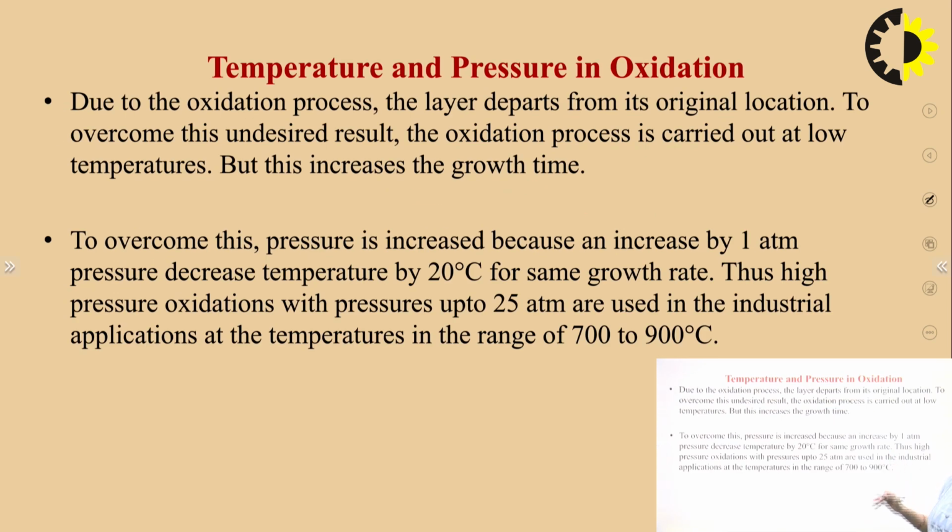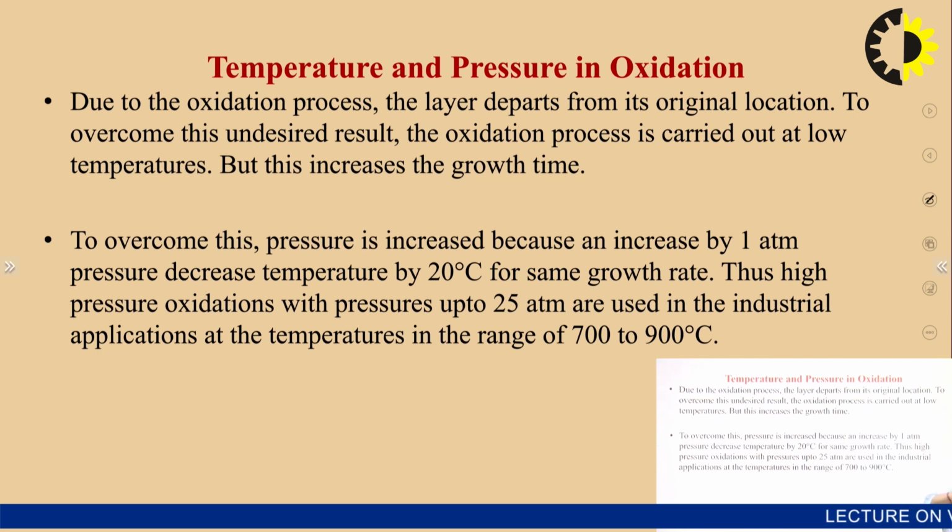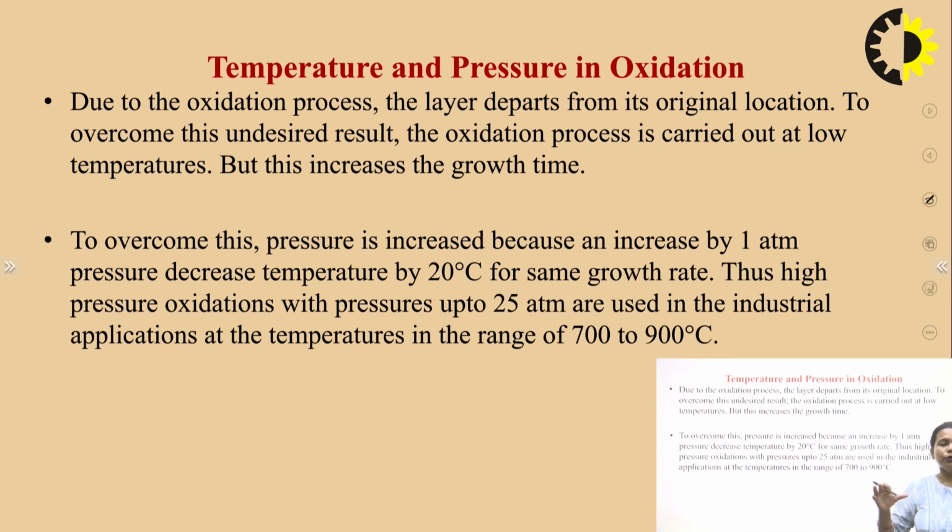Then we have another topic, that is temperature and pressure in oxidation. See, in the oxidation process, your layer departs from its original location and gets trapped inside your silicon. Such type of oxidation we need to carry out at a low temperature. Otherwise, at high temperature such trapping will happen and all the oxide layer will be trapped inside your silicon substrate. So we need to perform such oxidations at a lower temperature. So when we use a low temperature, this will increase the growth rate.